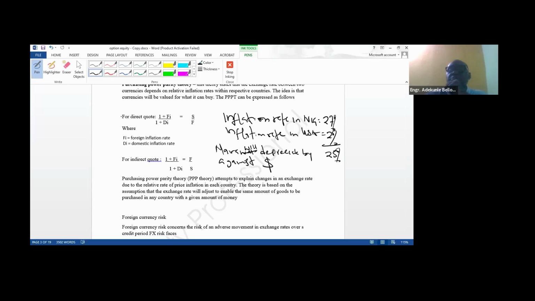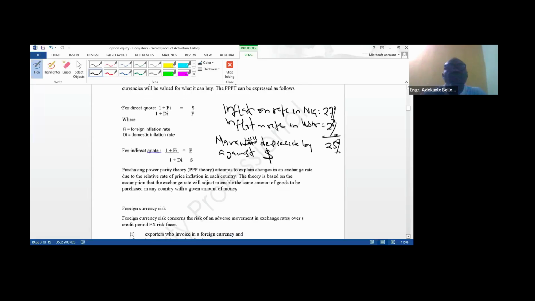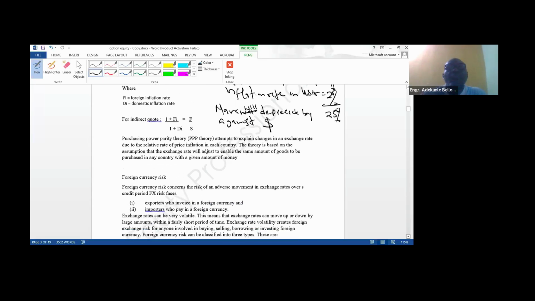So please don't forget, the fluctuation in exchange rates is as a result of fluctuation in inflation rates.